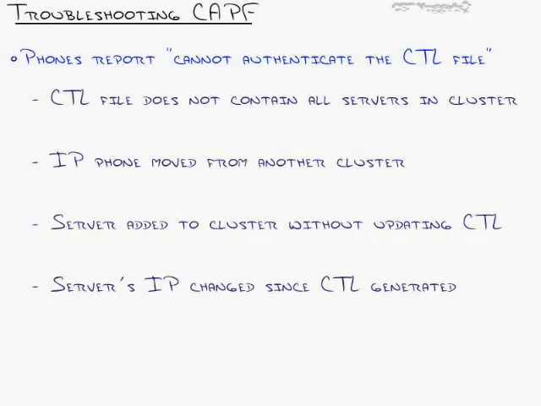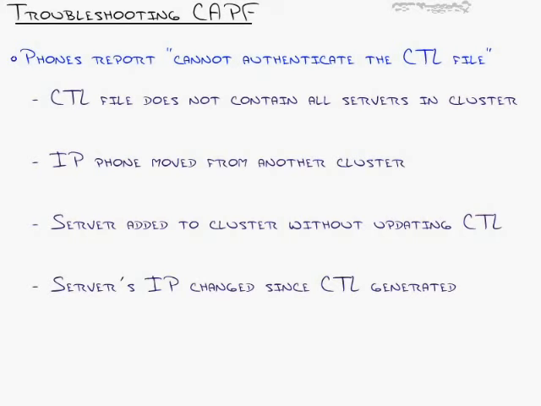One of the issues you may encounter is that the phones may report cannot authenticate CTL file to the screen. Now that can be a little misleading because you think, oh, okay, there's something wrong with the CTL file itself, but it really means there's something wrong with the servers in that file. For example, if there's a server that you're trying to register with that isn't listed in the certificate trust list, it's going to flash this message up.